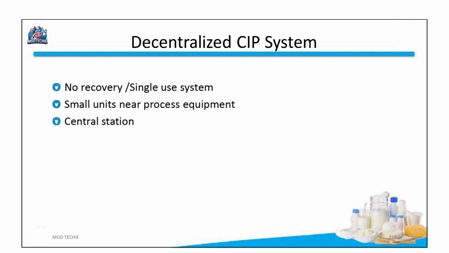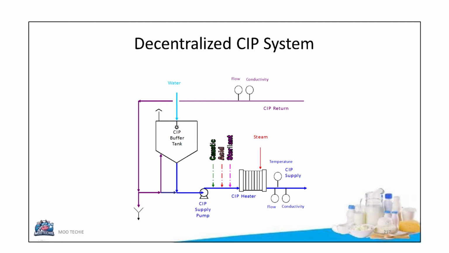It uses small cleaning units located near the process equipment they are designed to clean, rather than one central station. This diagram depicts a decentralized CIP system. It shows a compact unit with a buffer tank, a CIP supply pump, a heater, and sensors for flow and conductivity, providing a self-contained cleaning solution for a specific piece of equipment.